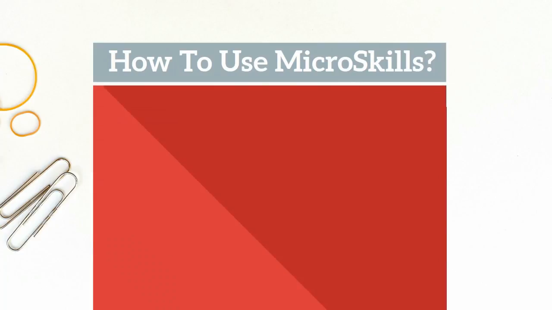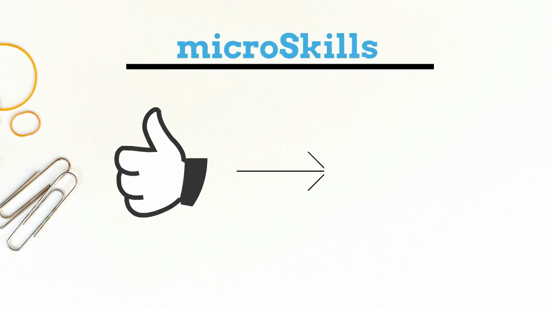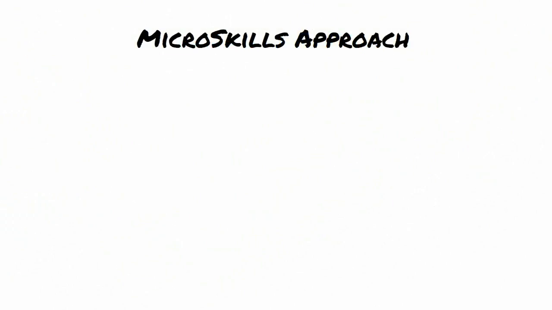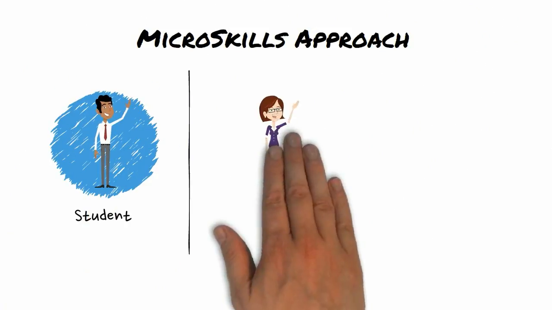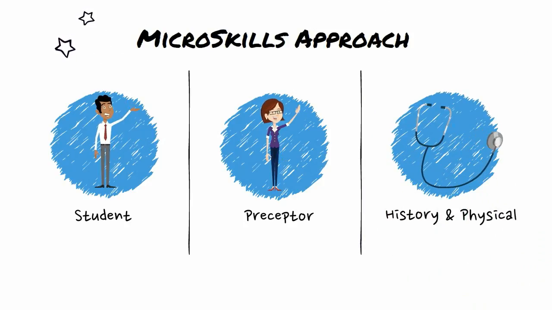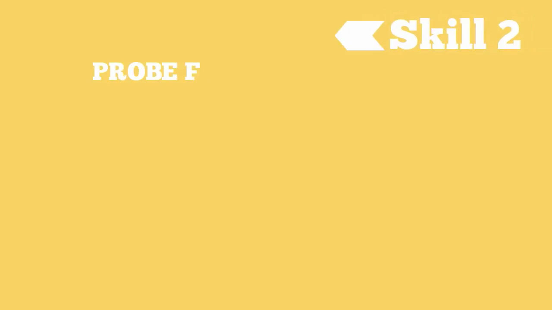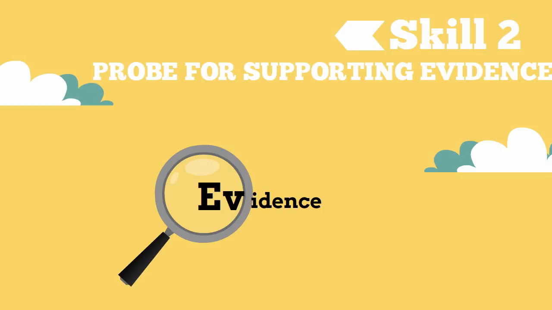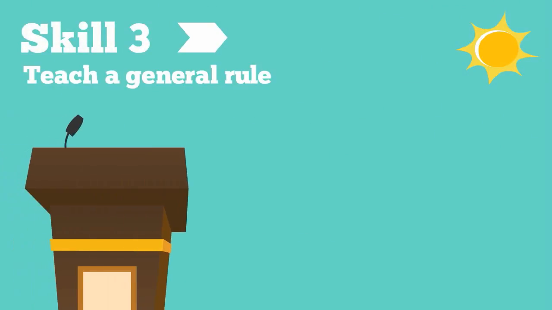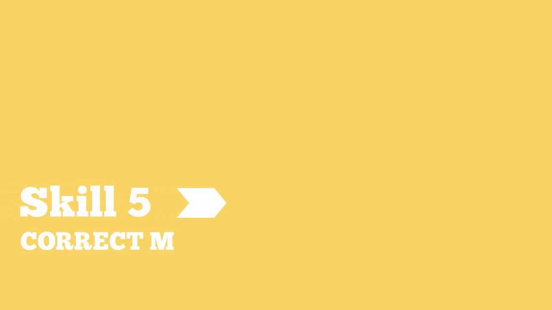How to use microskills when precepting a student-patient encounter. Microskills work well when precepting in the outpatient setting. Ideally, the student has seen the patient independently and returns to the preceptor to present the history and any physical exam maneuvers that have been performed. The 5 microskills are: 1. Get a commitment. 2. Probe for supporting evidence. 3. Teach a general rule. 4. Reinforce what was done right. And 5. Correct mistakes.